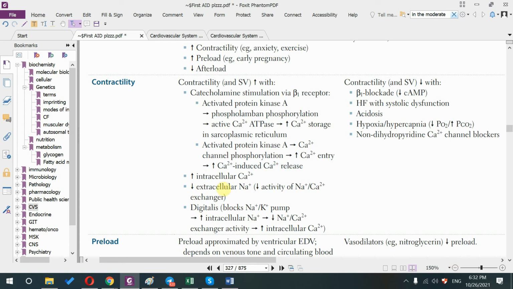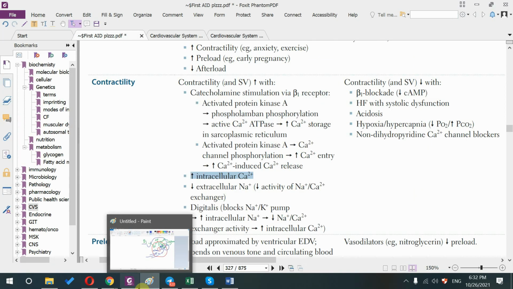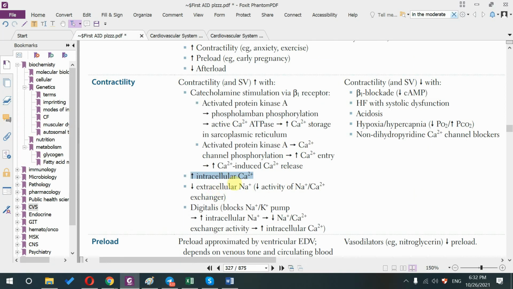Okay, guys. So there will be more intracellular calcium. You can imagine here there is a lot of calcium coming in that led to calcium-induced calcium release from where? From the sarcoplasmic reticulum after all of the storage happened. Okay. So more intracellular calcium, decrease in the extracellular sodium. So you are like, wait a second, it does not make sense. Why is there decreased extracellular sodium?